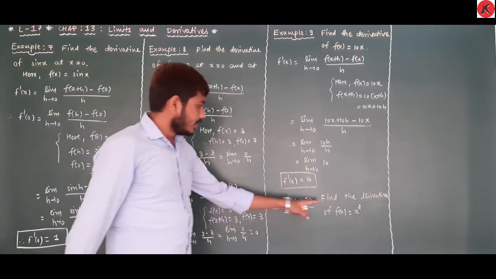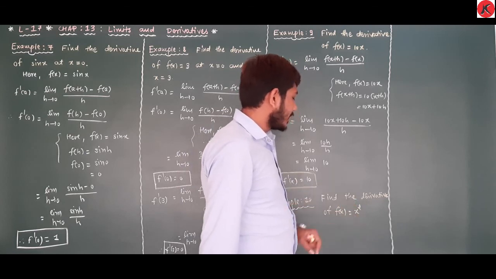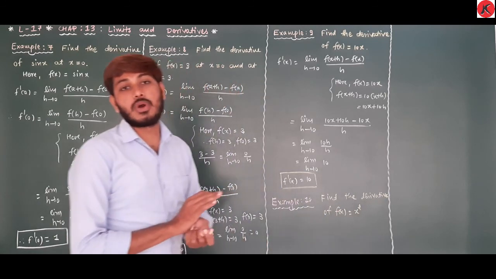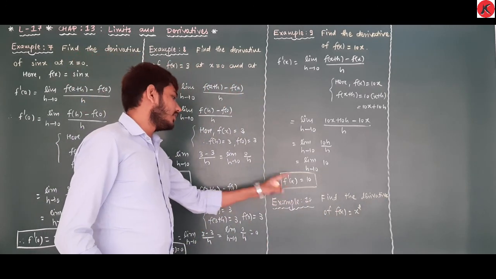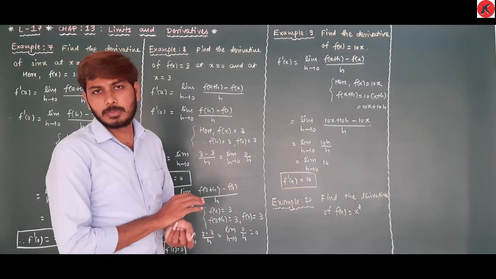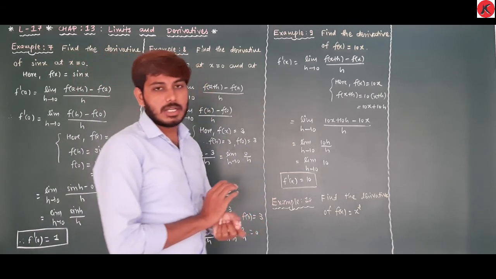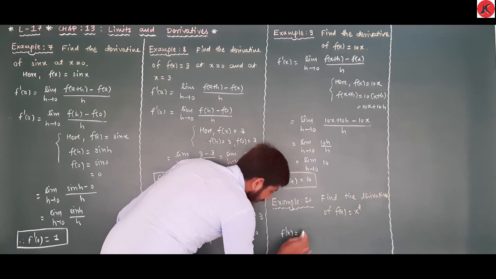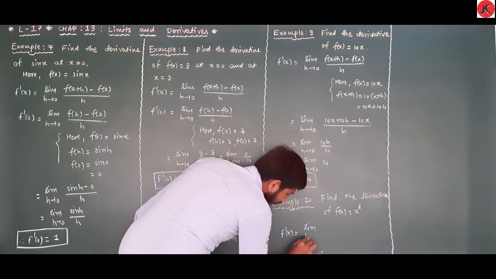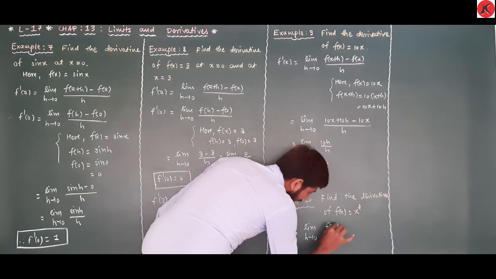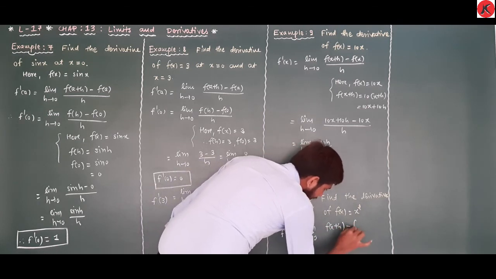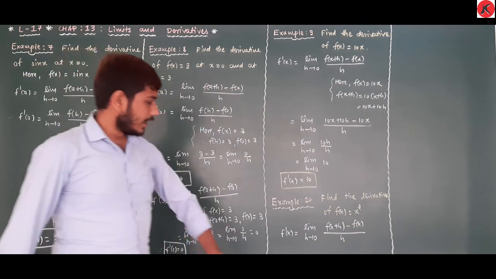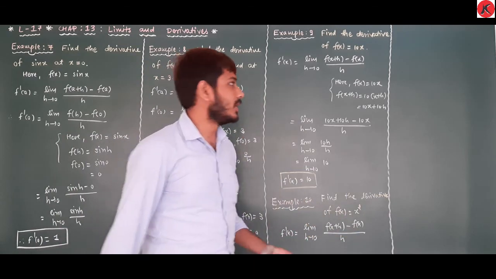Example 10. Find the derivative of f of x is equals to x square. Here also the function is given but no particular point is given, so we keep it in general form, and we will obtain the answer in the form of x. That means we will find f dash x. So by the first principle of derivative, f dash x equals limit h tends to 0, f of x plus h minus f of x divided by h. For that we need both f of x plus h and f of x.